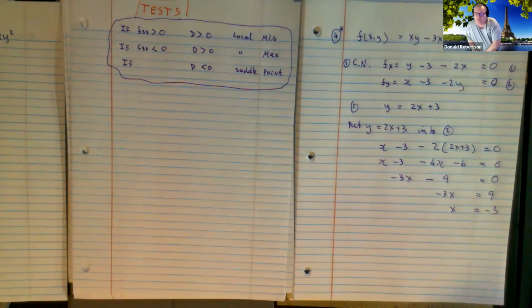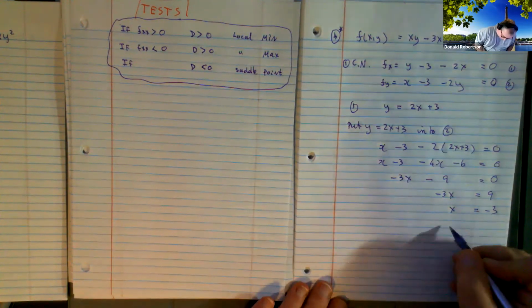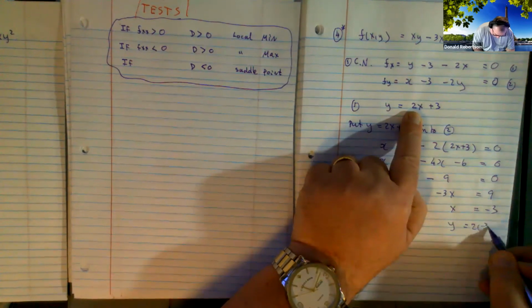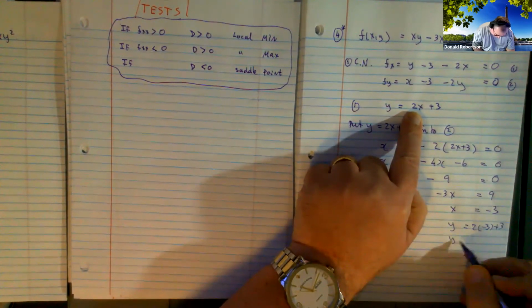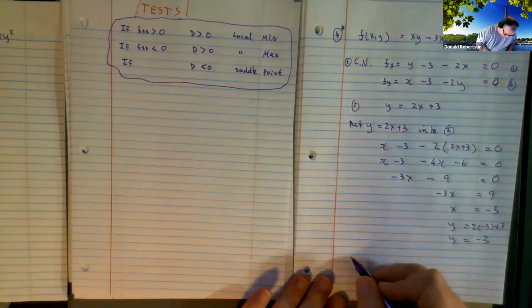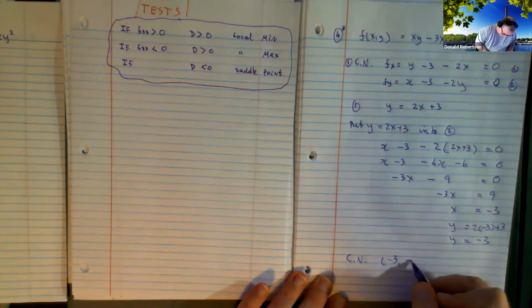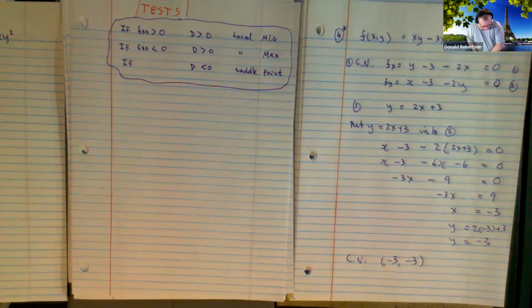Does that look good? Okay, I need to know the y coordinate then. Can't I just plug negative 3 into here? And we got it. So we have only one critical number, and that happens to be at the point (-3, -3).